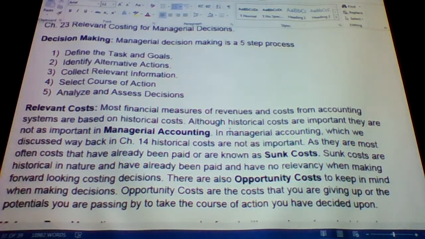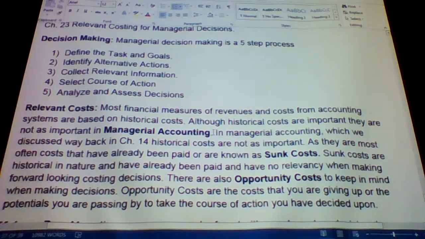So today we're going to talk about relevant costing for managerial decision making. Managerial decision making is a 5-step process. You define the task and the goals. What are you going to do and how are you going to do it? You identify the alternative actions. What else could we be doing instead of this? Is there something that we could be doing that would make us more money? And that right there really comes down to what an opportunity cost is. That's what identify alternative actions is. You look for other opportunities.